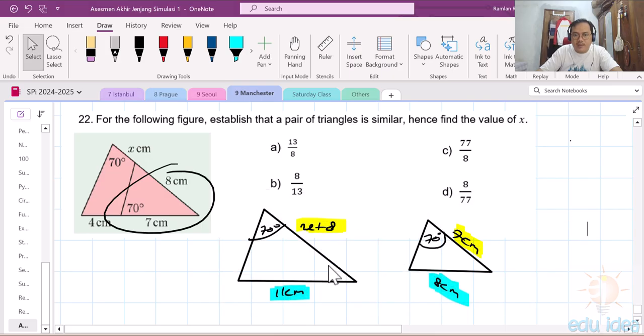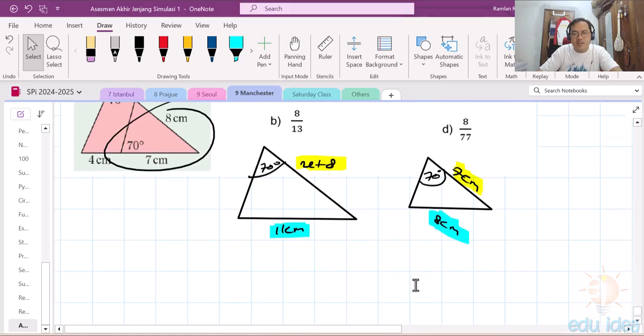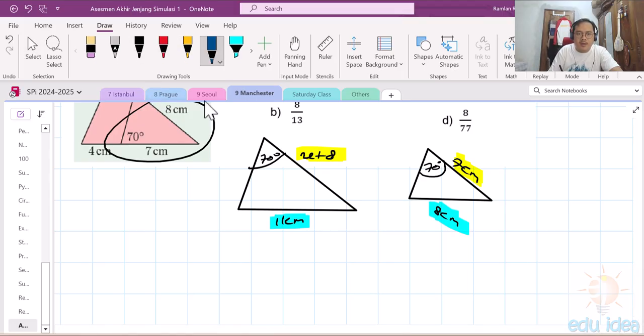You can write down x plus 8 over 11 equals 7 over 8, or you can write down x plus 8 over 7 equals 11 over 8. It's the same thing, yeah? As long as you're not switching, yeah? So if I write x plus 8 over 11, there'll be the green one over the blue one, right?